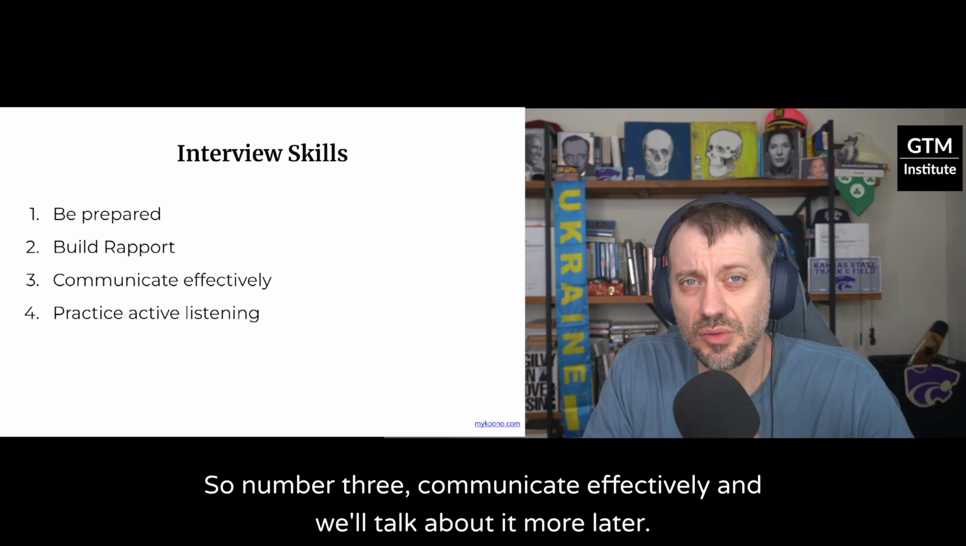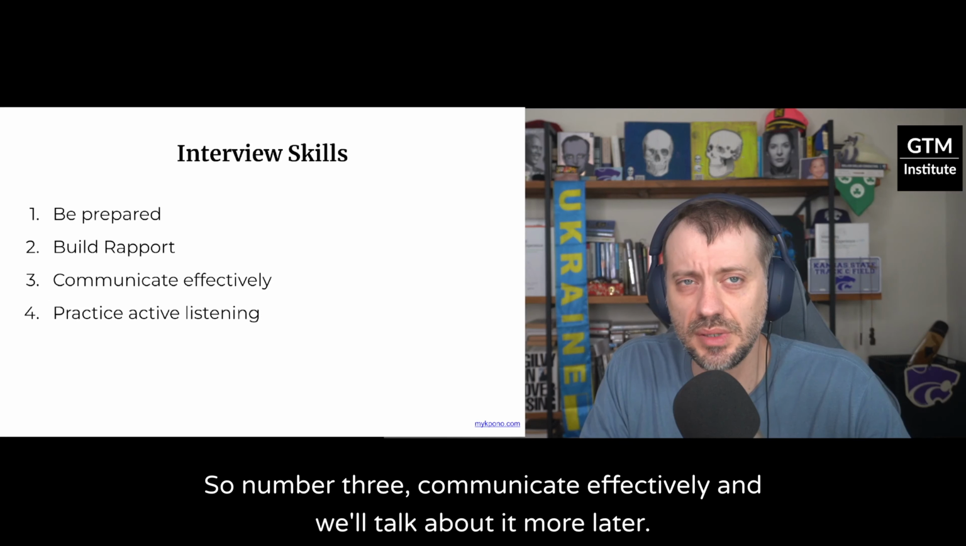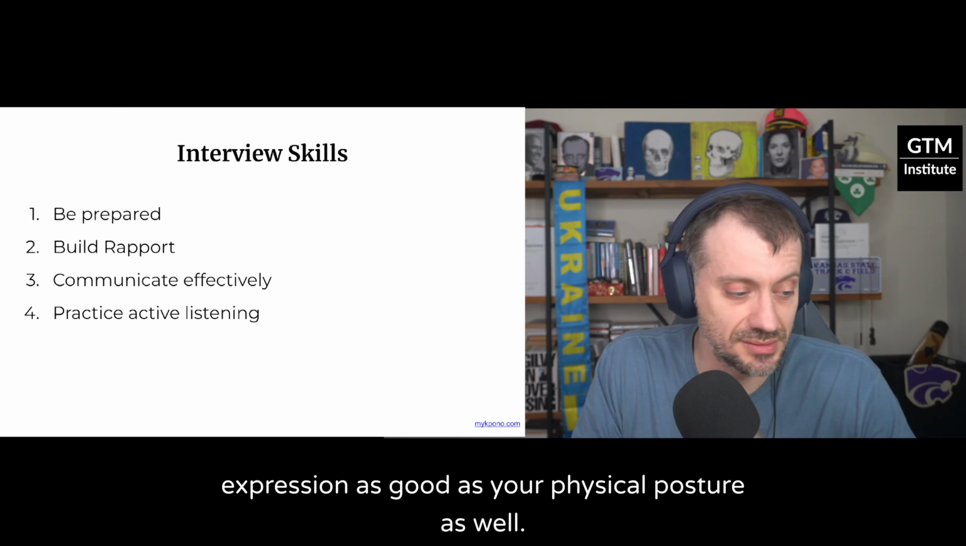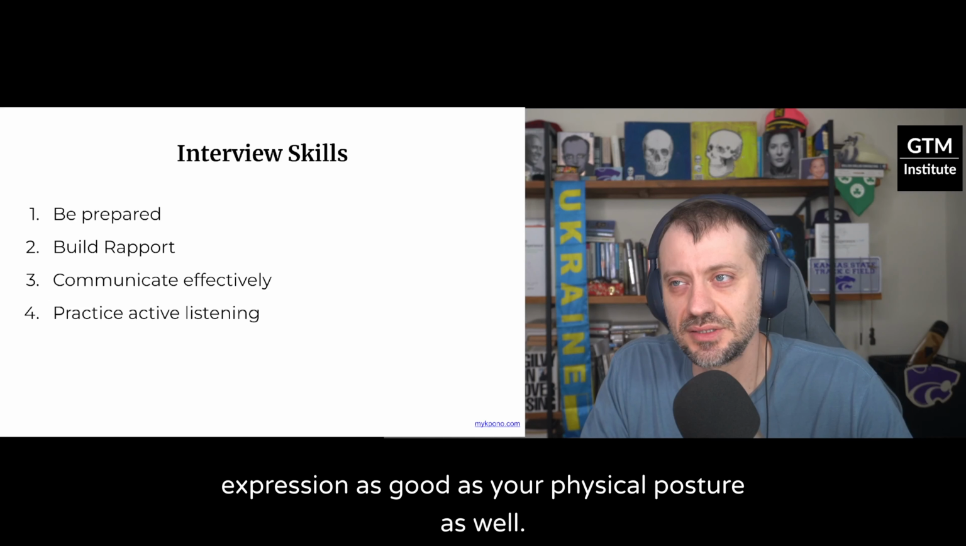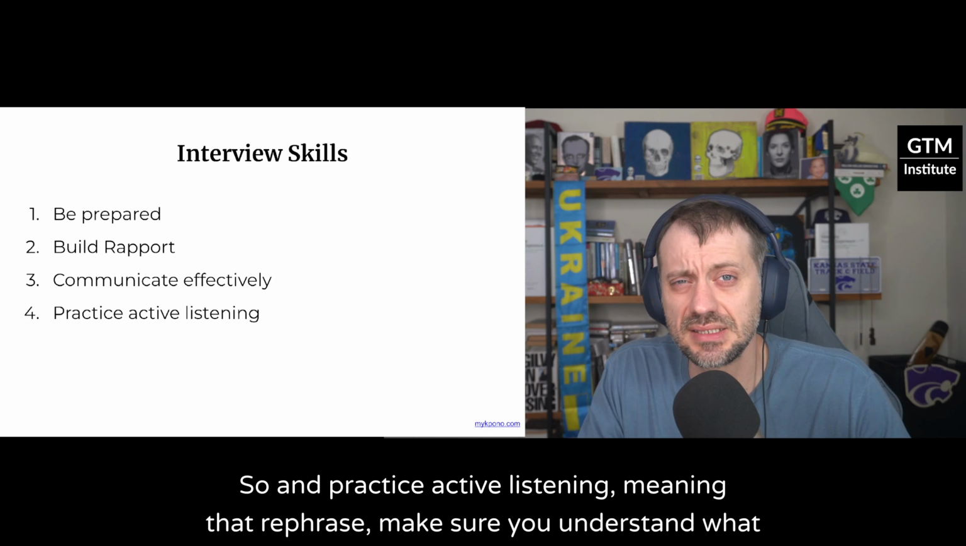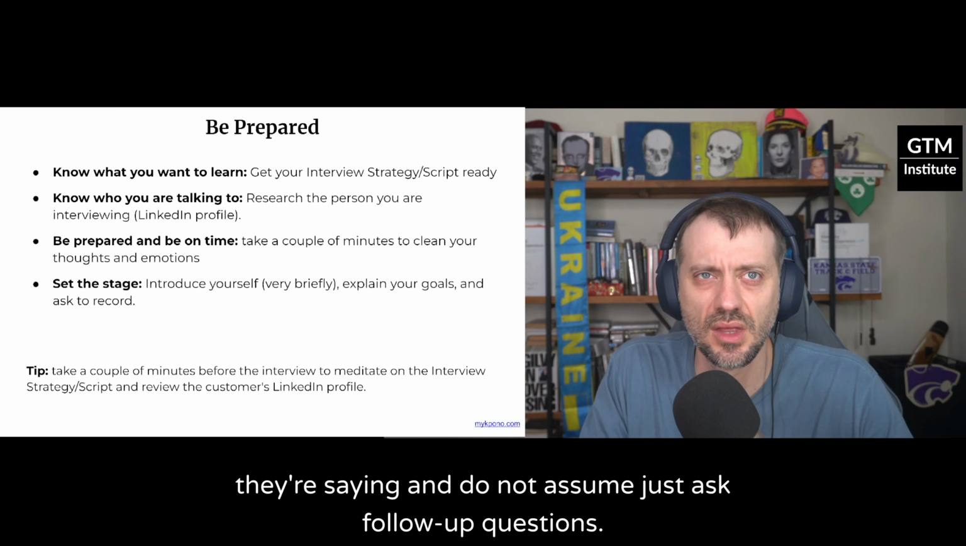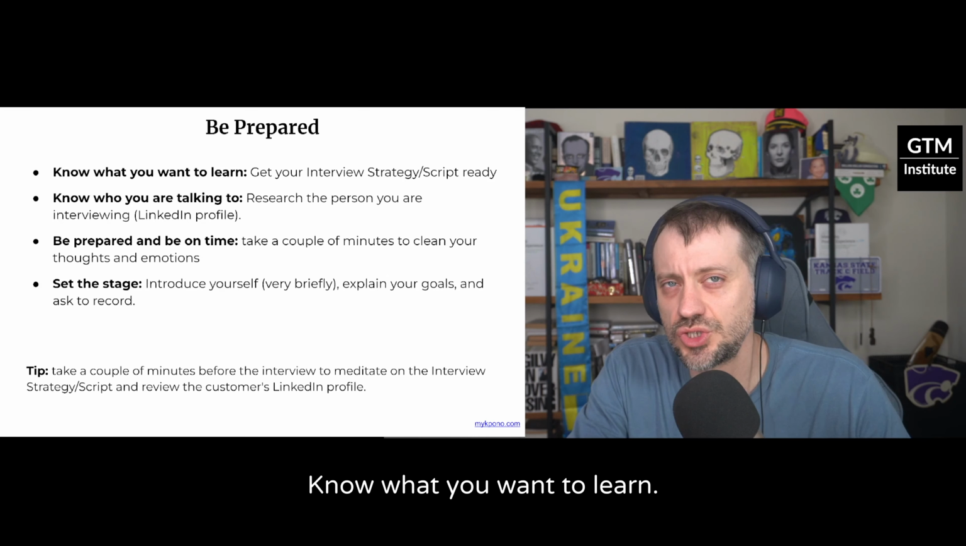Number 3, communicate effectively, and we'll talk about it more later. But effective communication means clear expression, as well as good physical posture. And practice active listening, meaning rephrase, make sure you understand what they're saying, and do not assume, just ask follow-up questions.